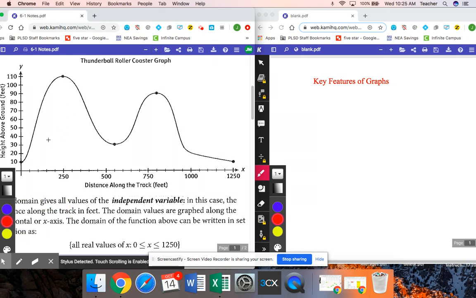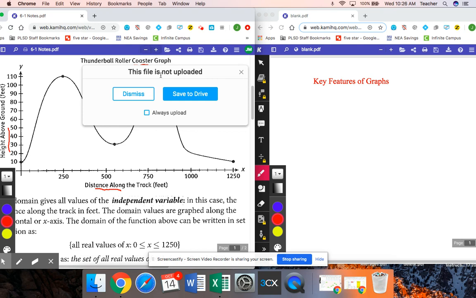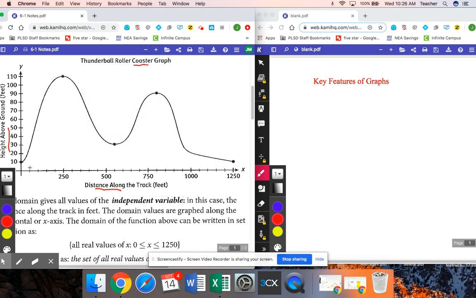Good. All right, so if I look at this graph, it is about a roller coaster. There's a height above the ground as the roller coaster moves along the track. As it goes a certain distance, you can see how high it is above the ground. So for example, at 500 feet on the track, it's about right here, somewhere between 30 and 40 feet. At 250, it's at about 110 feet. So it just kind of goes up and then down, and then up and then down. Over some distance, we can find out based on this function just how high it is.